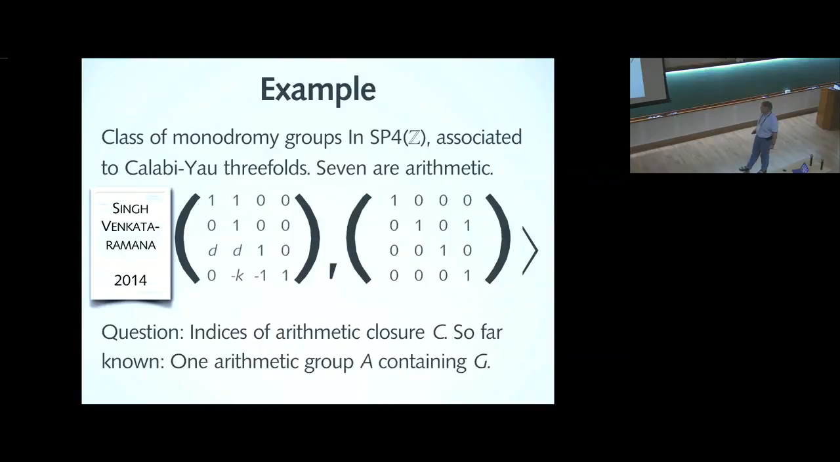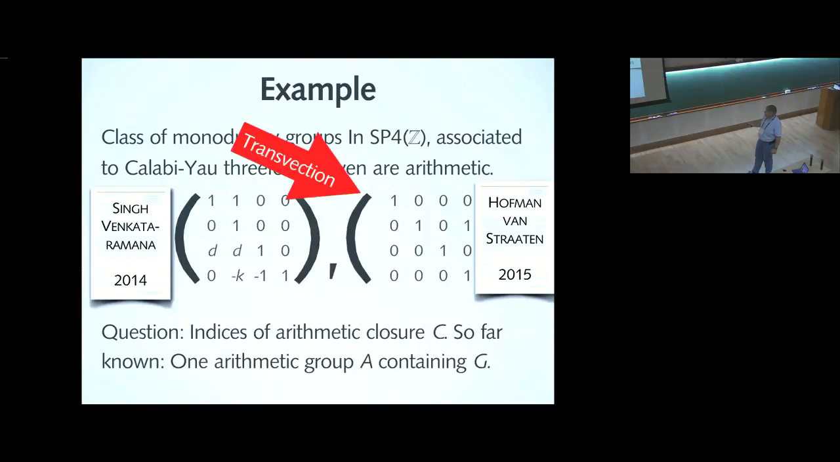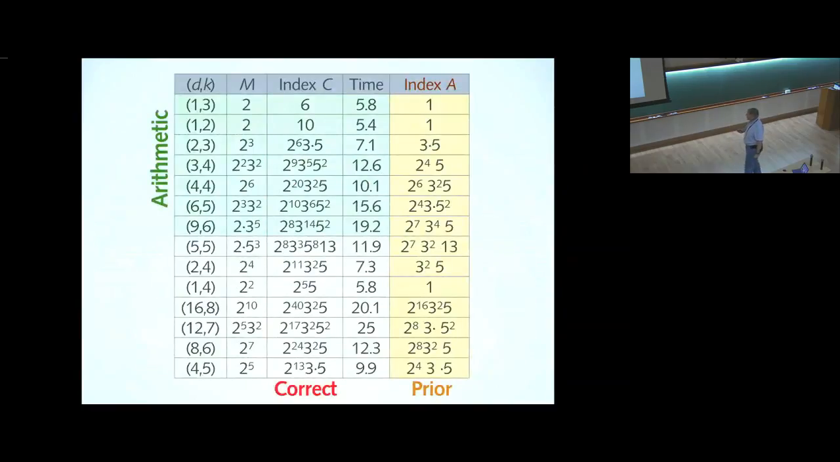And there is a paper last year by Hofmann and van Straten, where they give an arithmetic group which contains the group. So they say here is a subgroup which is arithmetic, which contains the group, but they cannot prove that it really is the arithmetic closure. With our algorithm, well, notice this element happens to be a transvection. So we are lucky, so our tools will work. We were able to calculate these indices.